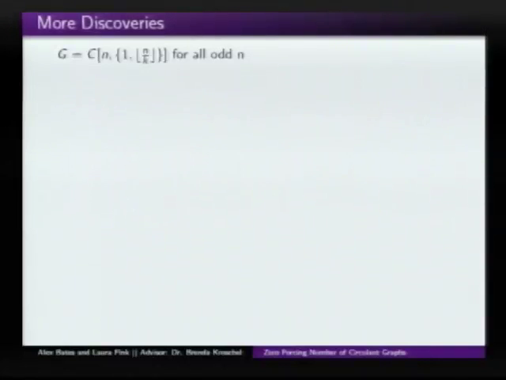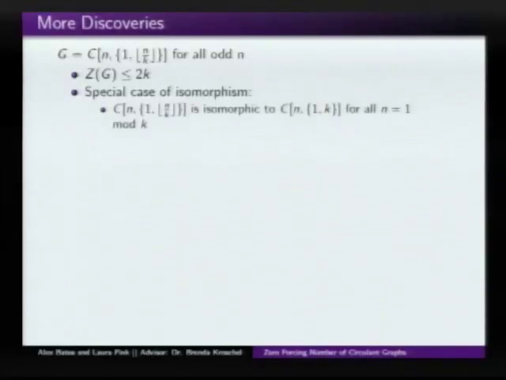And we also looked at the case where you have a circulant graph on n vertices with connections 1 and n divided by k rounded down, where n is odd. We found that the zero forcing number is less than or equal to 2k, and moreover that it's a special case of isomorphism, the structural equivalence that we were talking about earlier. We found that this graph is isomorphic to the circulant graph on n vertices with connections 1 and k, where n is equal to 1 mod k.